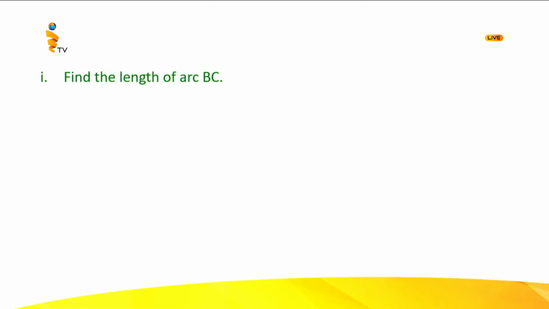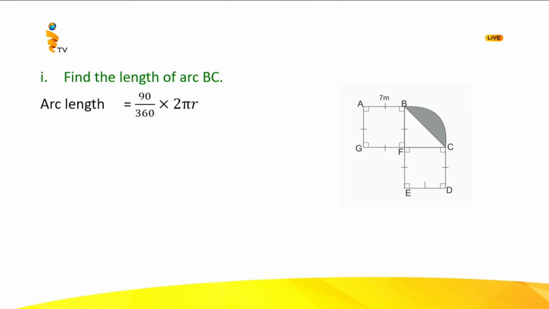So the first part is find the length of arc BC. In the earlier question also we discussed how to find the arc length. Here the angle at the center is 90. So 90 over 360 into 2πr. The radius will be 7 meters. So when I substitute the values, 90 over 360 means 1 over 4 times 2 into 22 over 7 into 7. So when I simplify this expression, you will get the arc length is equal to 11 meters.